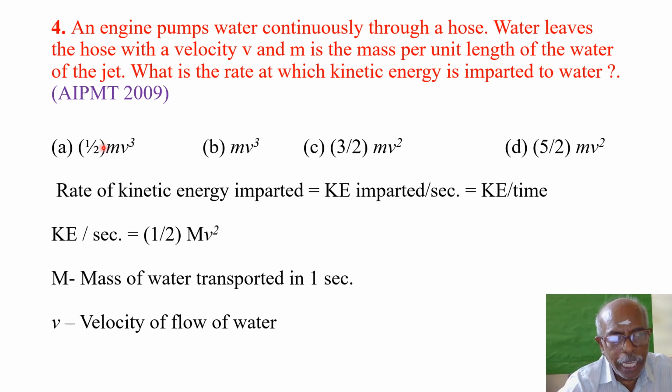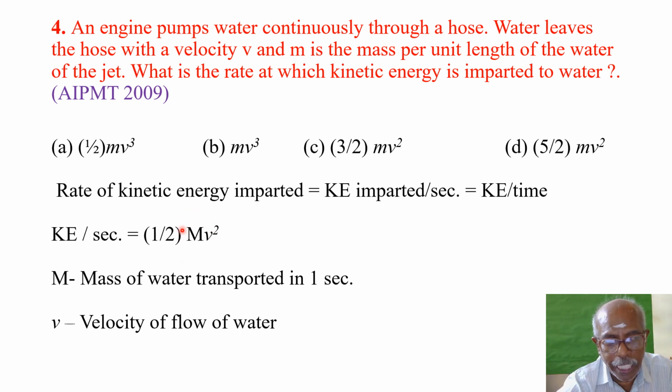Okay. So we have, as usual, 4 options. 1/2 mv cube, 3/2 mv square, and 5/2 mv square. So, rate of kinetic energy imparted. What does it mean? This is the kinetic energy Ke imparted in 1 second. That is why we divided it by time. Ke by time, Ke per second, both are one and the same. So this Ke per second is equal to 1/2 Mv square.